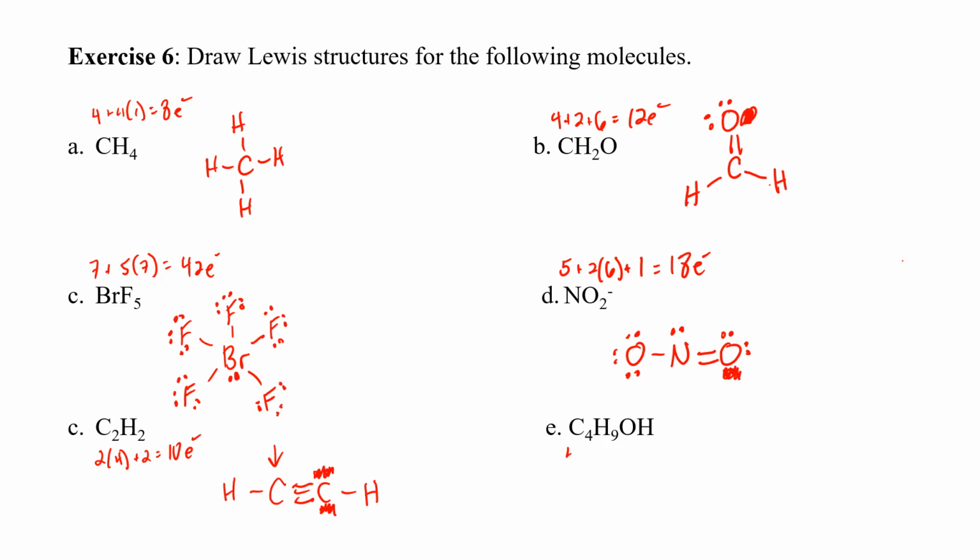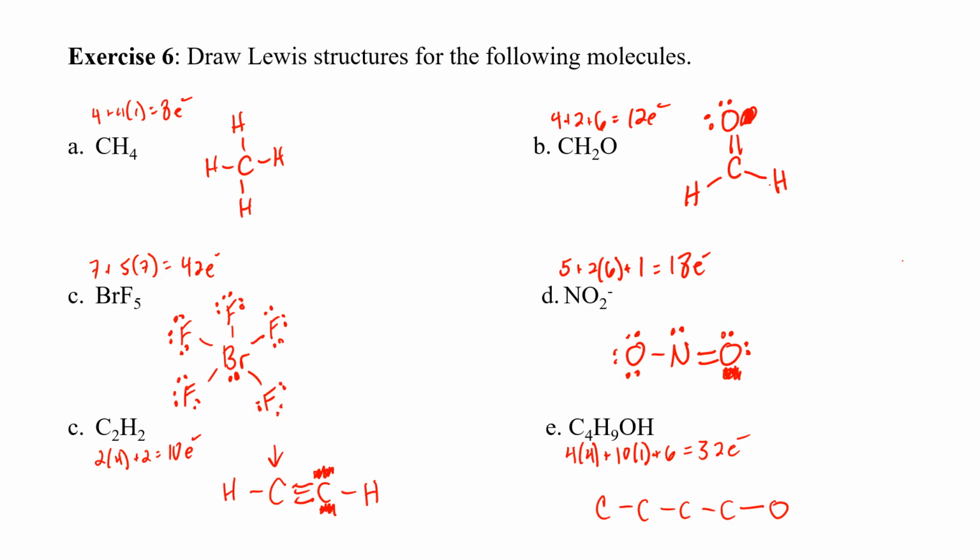For our next molecule, we've got 4 times 4 plus, there's a total of 10 hydrogens, and there's 1 oxygen, so that's 6. So we've got a grand total of 32 electrons in the bank. We're going to make a carbon conga line. We attached atoms other than hydrogen, so let's put our oxygen on there.